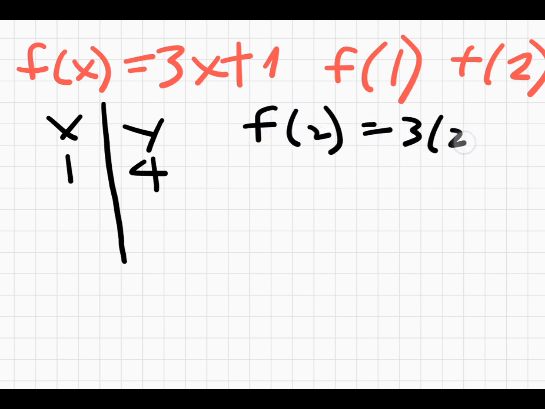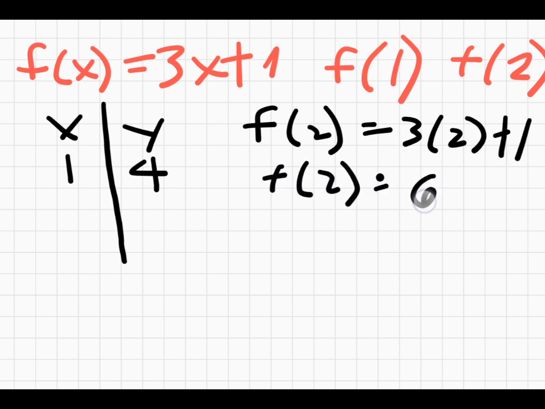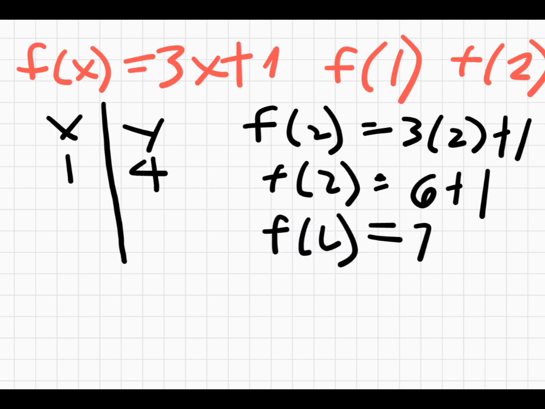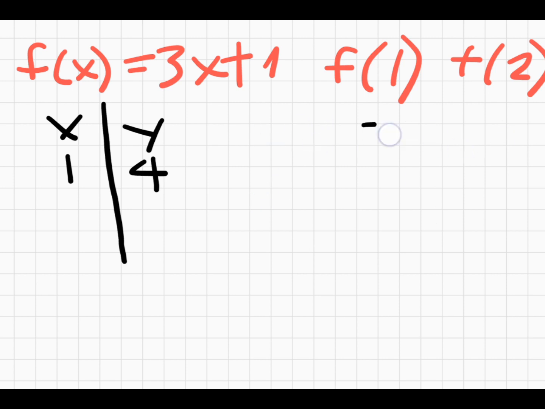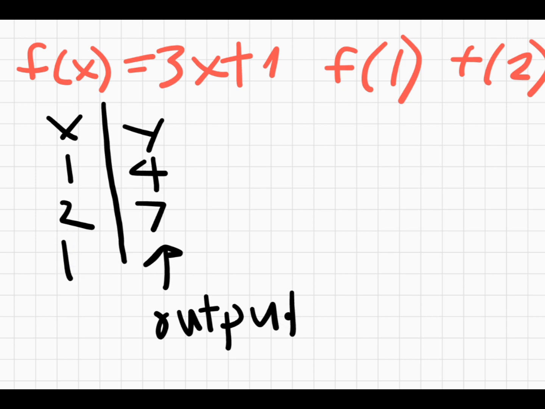If we plug in the value of 2, we have 3 times 2 plus 1. f of 2 is equal to 6 plus 1, which is equal to 7. So if x is 2, then our y is 7. This is our output, and this is our input.